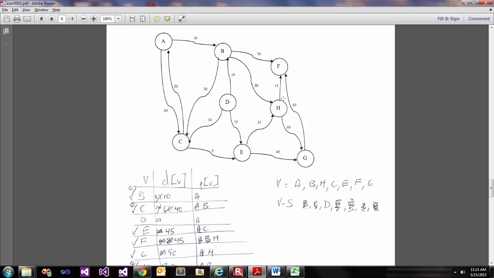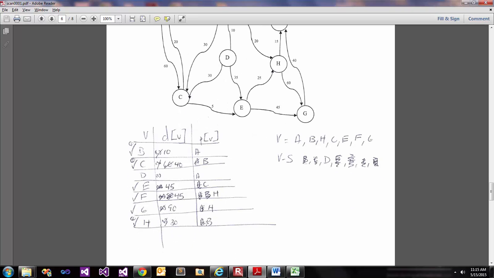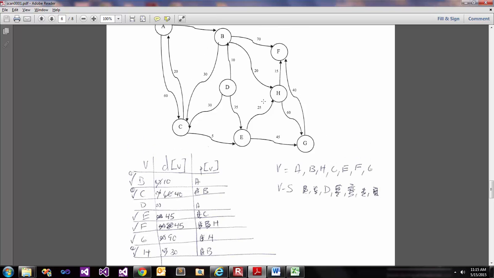The next smallest value would be H, the 30, and that came from B. So we're done with H, and it moves from VS up to V. Now we look at all the values from H. H only goes out to G. G is currently infinity, and that's 90, so we write 90 down here, and H as its source. Now we look for the smallest value again.